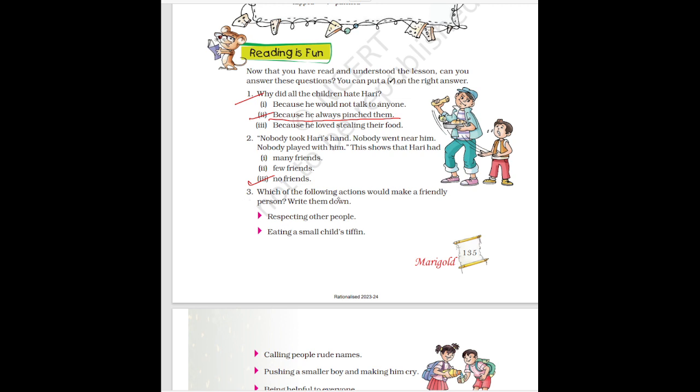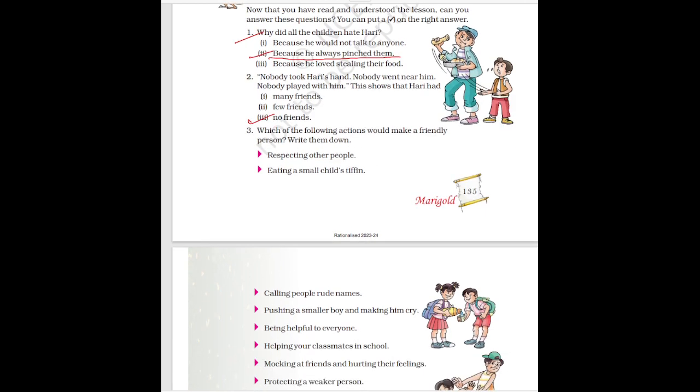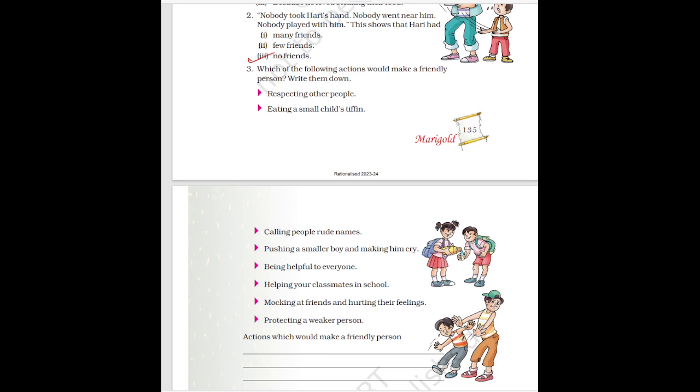Then next, which of the following actions would make a friendly person? Write them down. Here few actions are given. You have to see which action will help you in making friends. Respecting each other. Yes, this action will definitely help you in making friends. Eating small child's tiffin. No. If you eat others' tiffin, you will not have friends. Calling people with rude names. No. If you call other people with bad names, they will not be your friend.